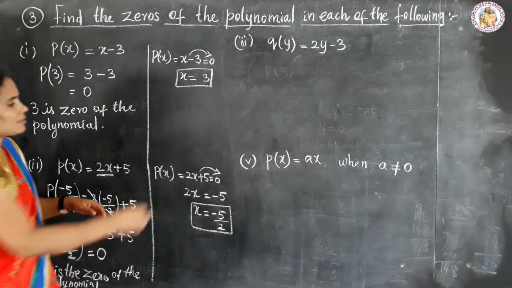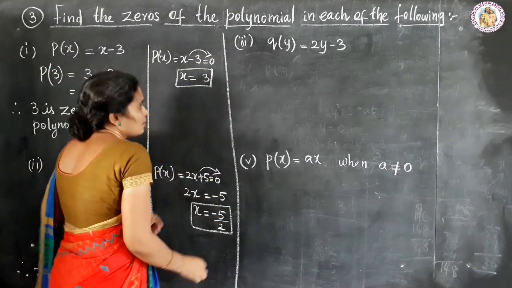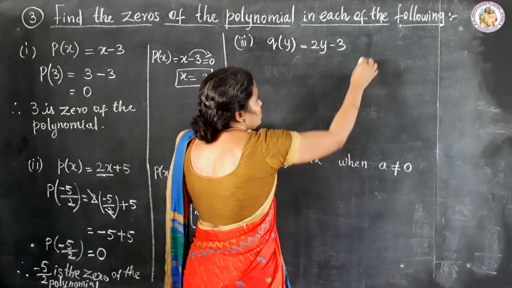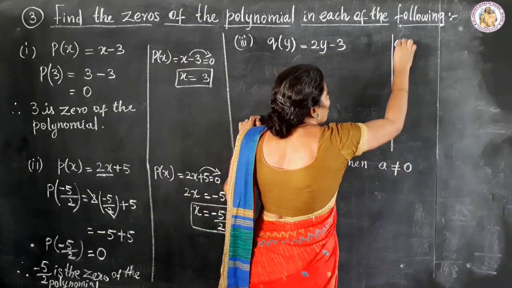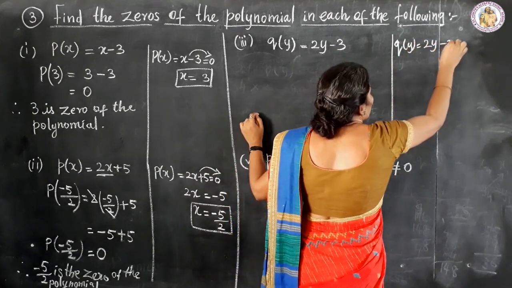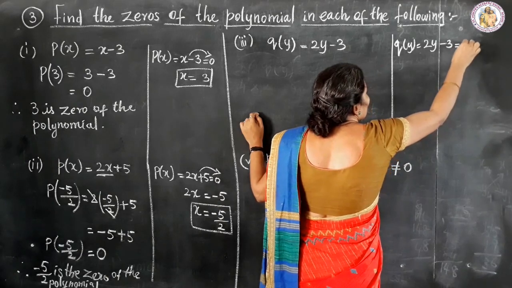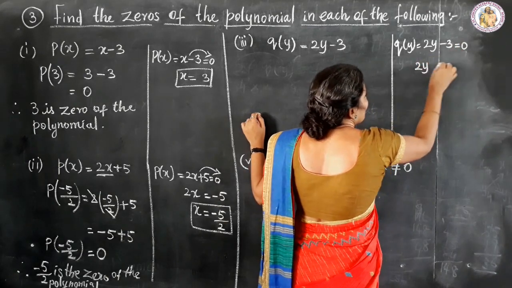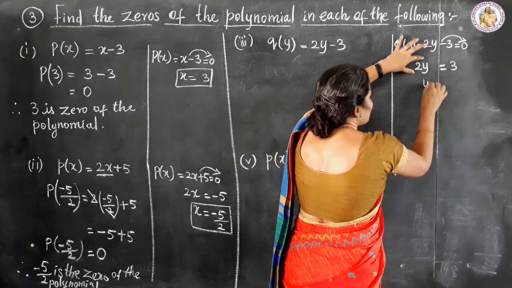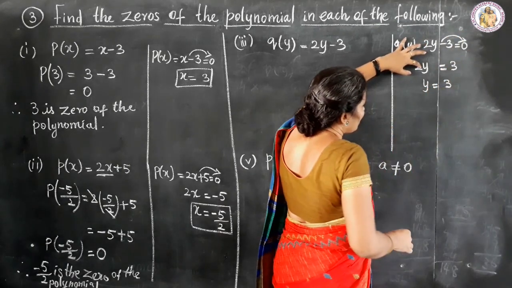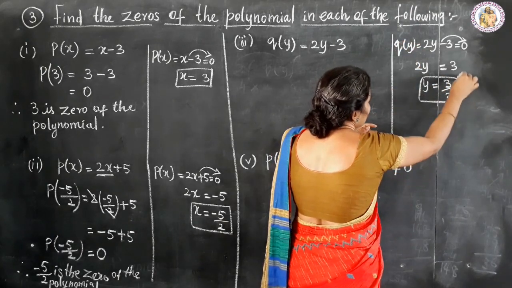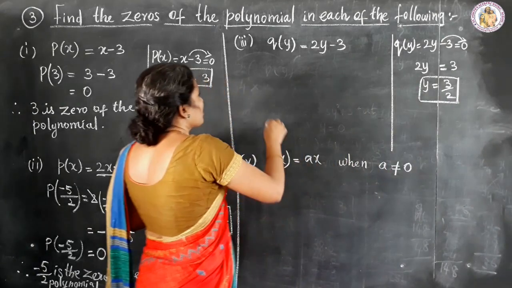Okay, question number 3. Q of y is equal to 2y minus 3. So Q of y is equal to 2y minus 3 is equal to 0. Take 2y and have minus 3; when it goes to the right side it becomes plus 3. So 2y is equal to 3. The 2 goes for division. Therefore y is equal to 3 by 2.